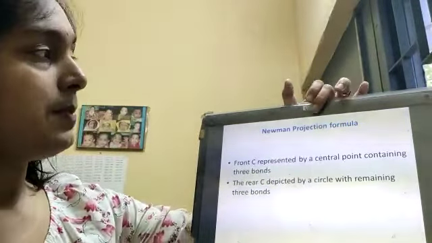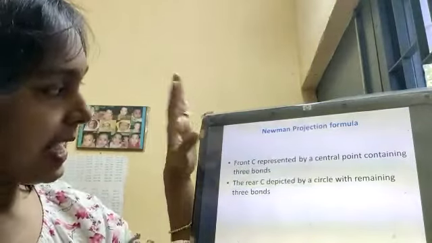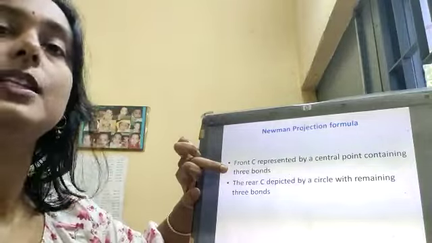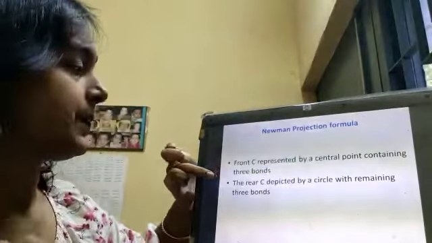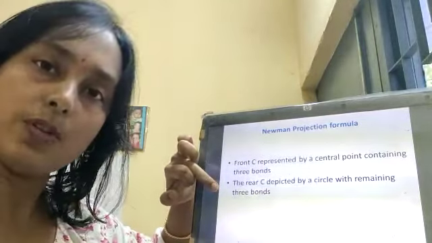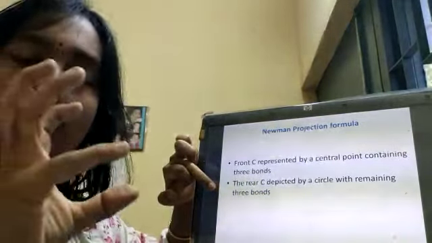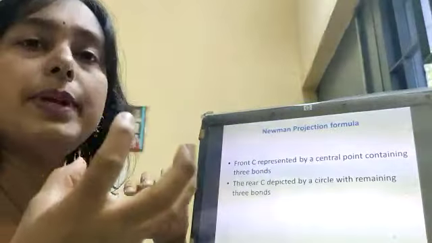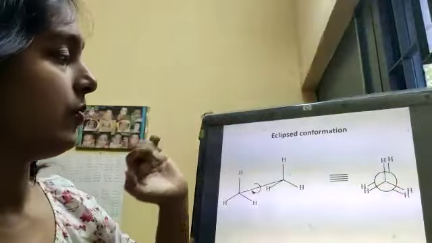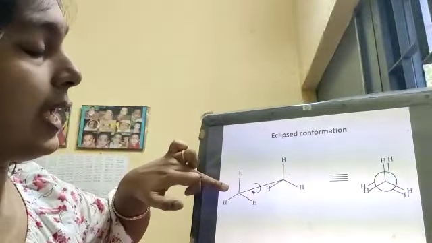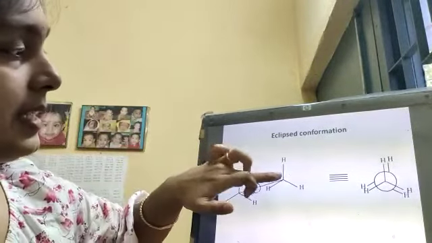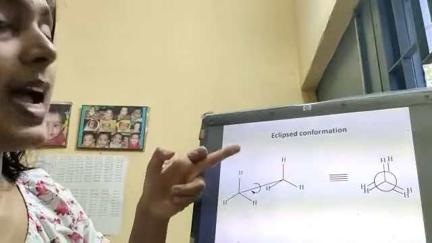Next one is the Newman projection formula. What is that? The front carbon is represented by a central point containing three bonds, so it is a dot. The rear carbon is depicted by a circle with the remaining three bonds. So the front carbon, with a bigger circle, also contains three bonds. For example, we have taken the sawhorse conformation of this compound. Again, it is a single bond, so it can be rotated.